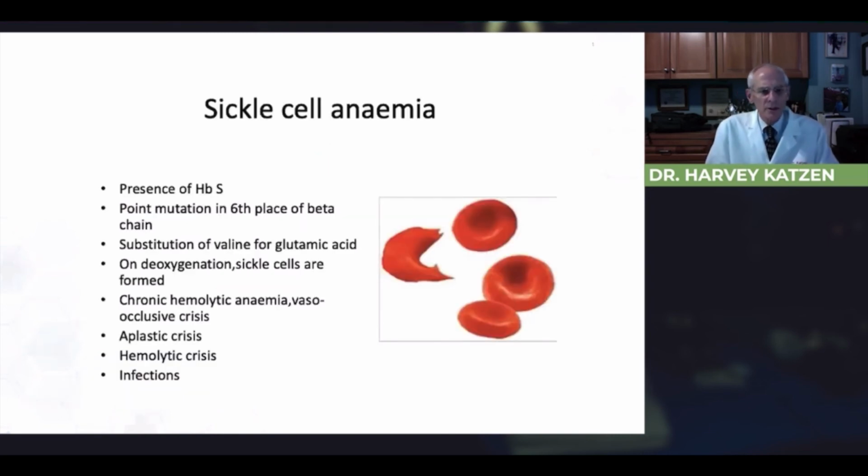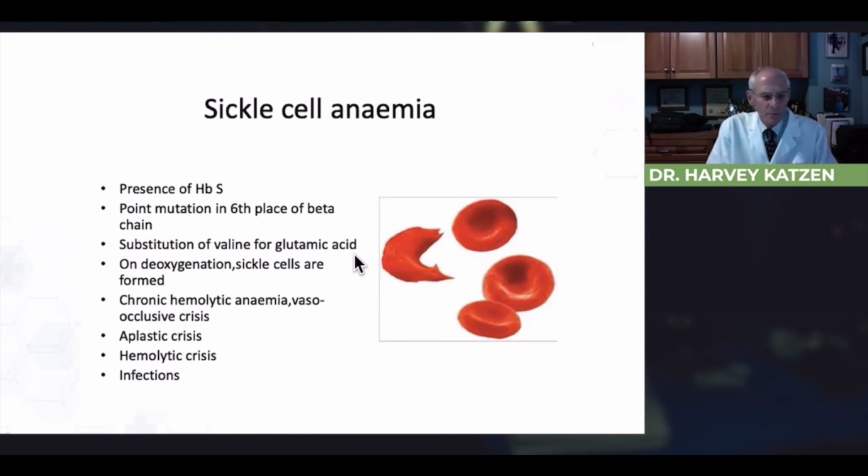Sickle cell anemia is an abnormality in the hemoglobin. It's a replacement in the sixth place of the beta chain. This is an artist's conception of an irreversibly sickled cell as opposed to the standard biconcave red blood cell.